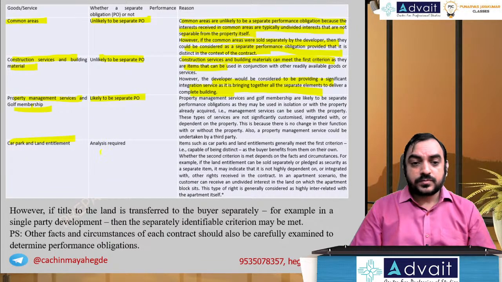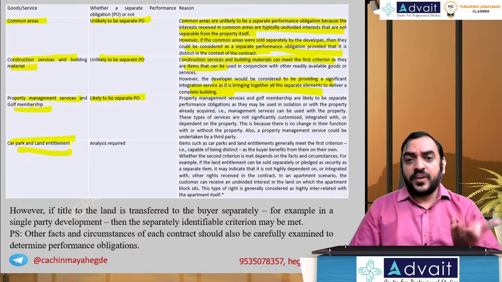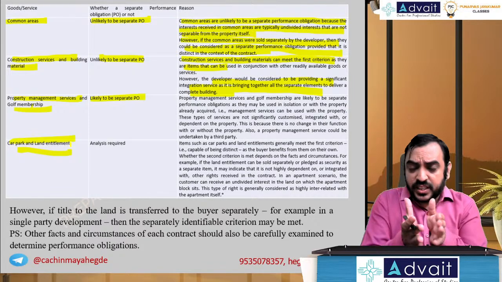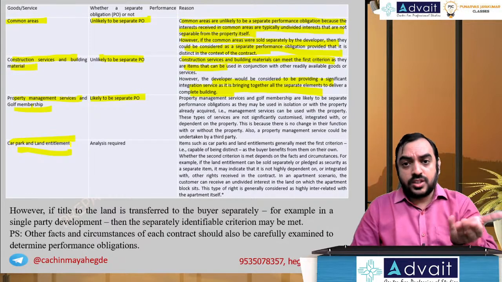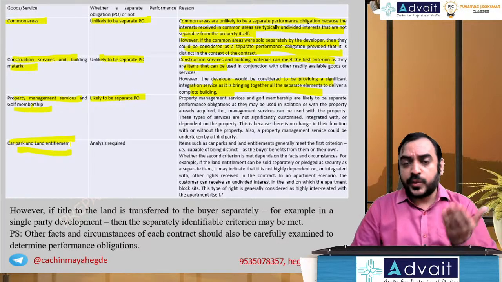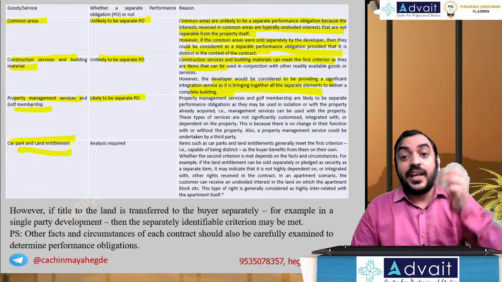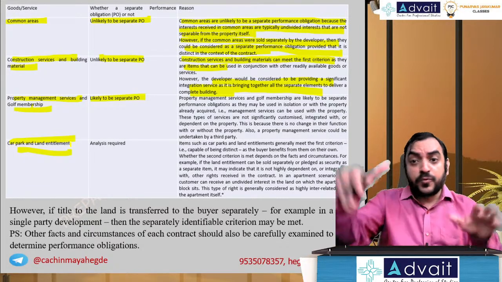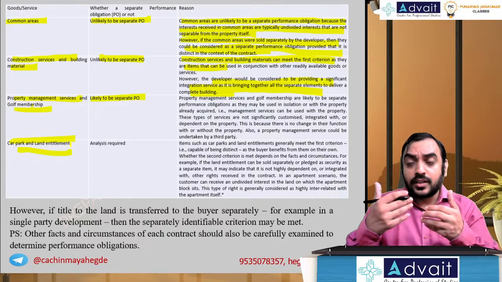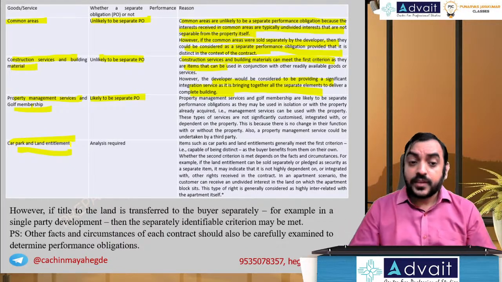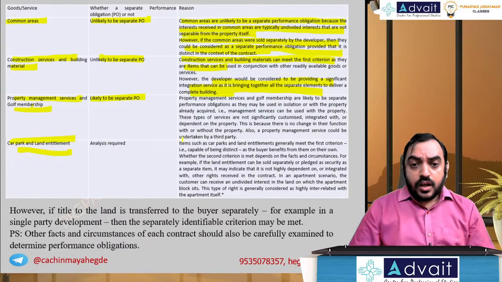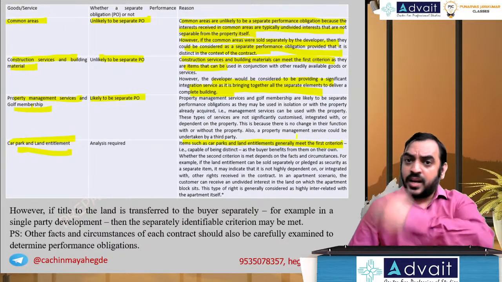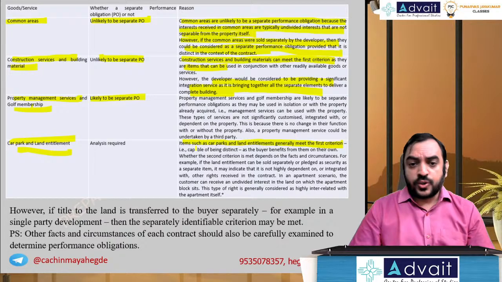Car park and land entitlement, again it depends on the terms of the contract. Is a specific car parking entitled for you, or, I mean, the amount you charged, is it included or not included separately? Is a car parking separately entitled for you, or can a group of people use it? How the control, how the right is transferred. Anyway, I'll read what the solution of the institute says. Items such as car parks and entitlement generally meet the first criterion because they can park themselves separately, they can get the benefits on their own.